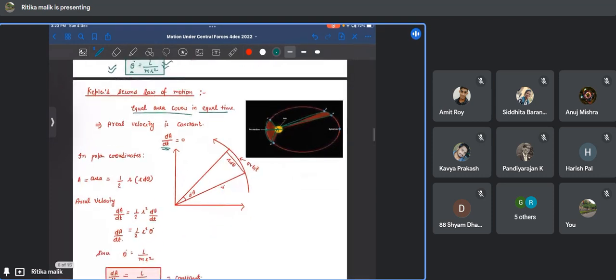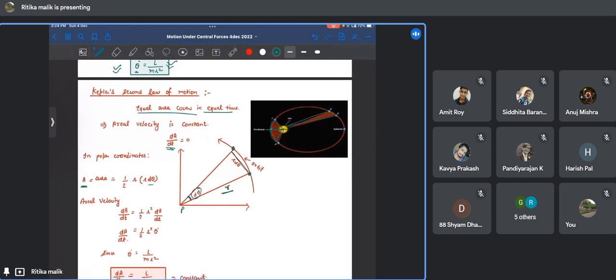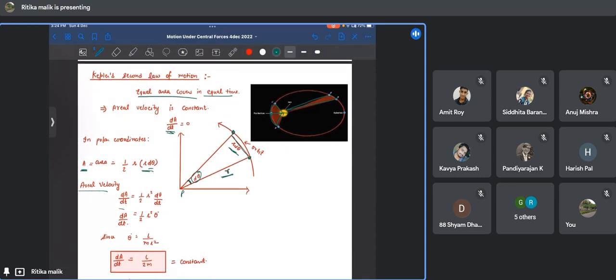To prove this concept, we calculate the area covered by the particle when it moves through an angle d theta. If your particle is initially at this position and finally at this position, having moved by d theta, and this is the distance r of the particle from the center point, then this is the r d theta distance covered by the particle within the time t. So you can calculate the area as 1 by 2 base into height. The base is r and the height is r d theta. So this is your area, and the area velocity is dA by dt.